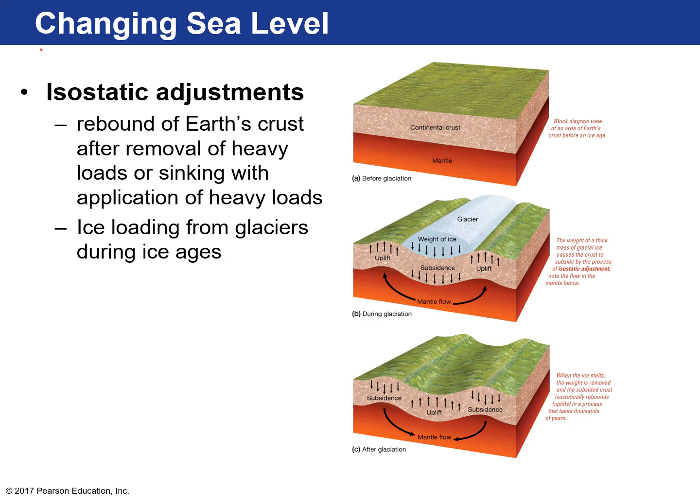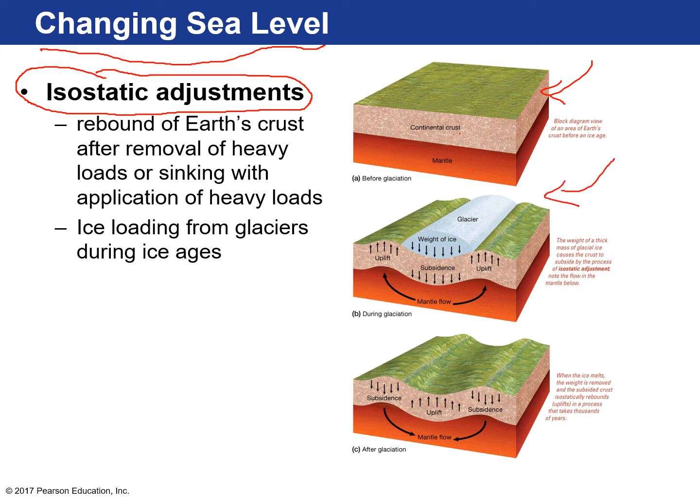Another way sea level can appear to change, at least locally, is through what we refer to as isostatic adjustments. Okay. What this essentially means is here you have just regular Earth's crust, continental crust, and mantle. But during colder times in Earth's history, we may have had giant glaciers sitting on top of the land itself. And the weight of this ice, some of these continental glaciers can be like 4 miles thick. That's a lot of heavy ice sitting on top of the land. And it causes the land to subside or sink a little bit.